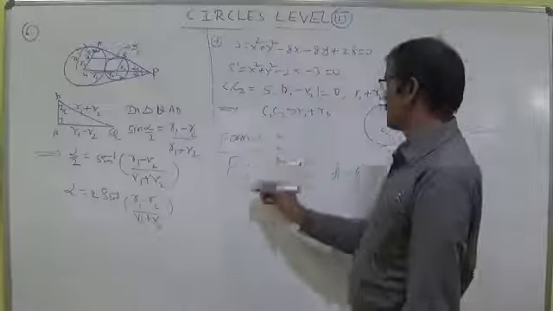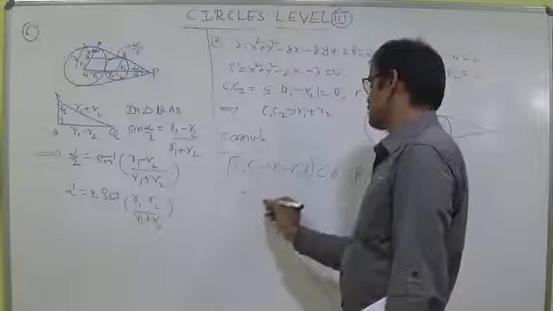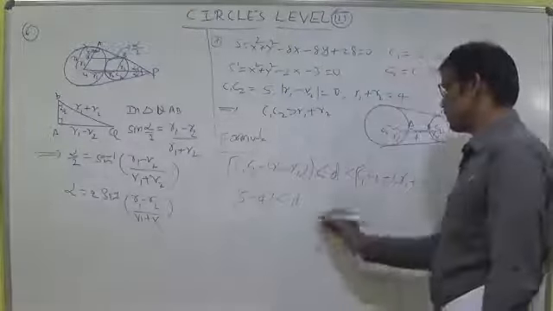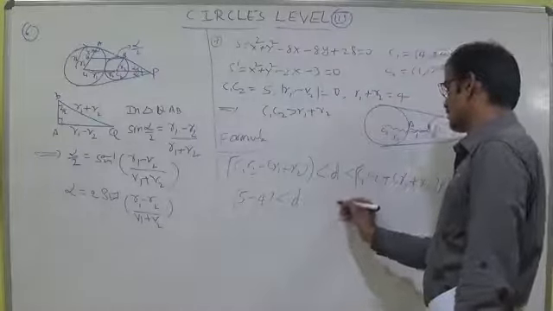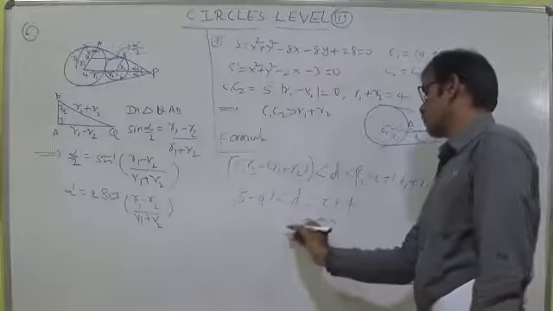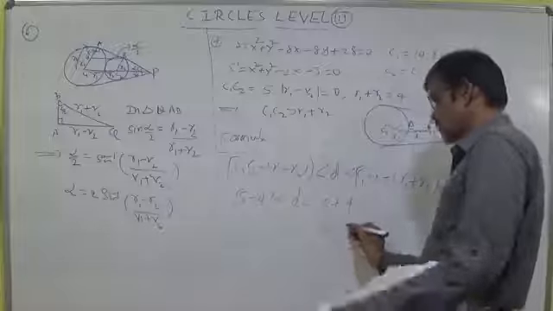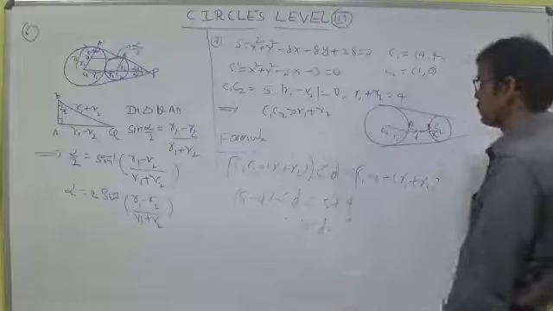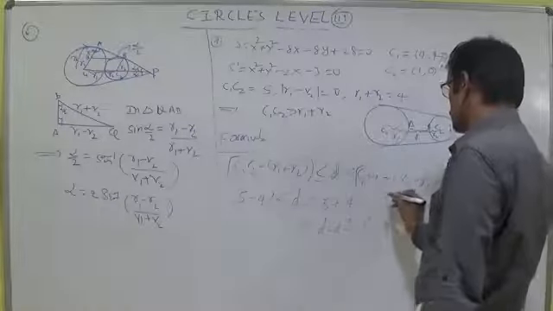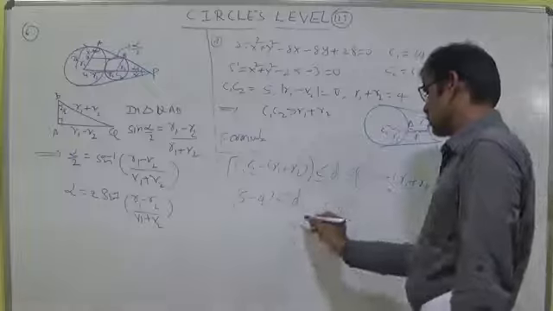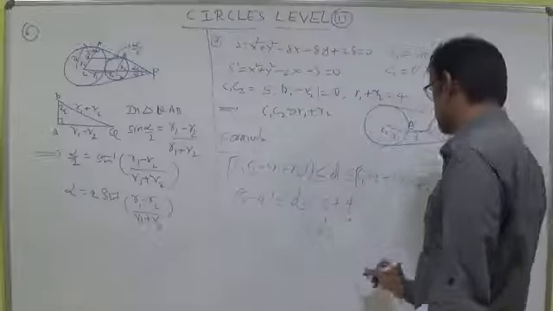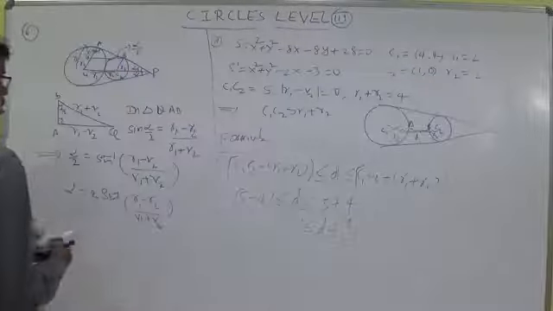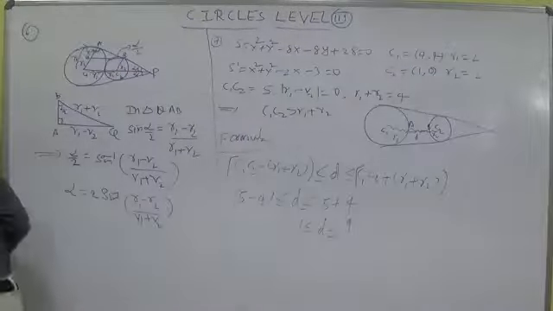What is C1 C2 here? 5. 5 minus R1 plus R2, which is 4, less than D, where D is the distance between A and B, less than C1 C2 plus R1 plus R2, which is 5 plus 4. Therefore 1 less than D less than 9. Of course, whenever the circles may touch also, you can say the rule: whenever it touches, we can say the value 1 less than or equal to D less than or equal to 9.